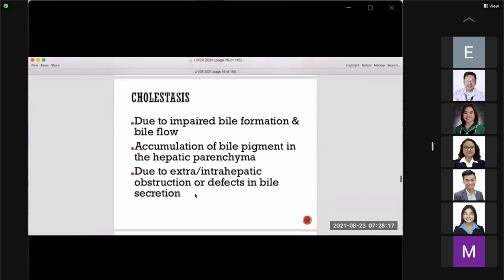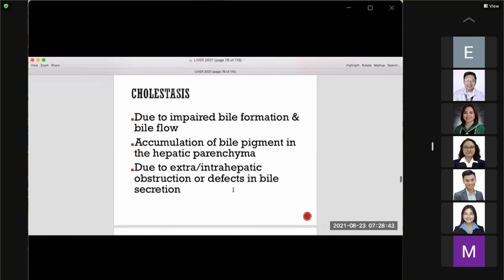Presence of cholestasis is due to impaired bile formation and bile flow. What happens there is that the bile pigment is accumulated in the hepatic parenchyma. So we get to see those greenish substances when we are looking at a biopsy of the liver. This is due to extra or intrahepatic obstruction, or there might be defects in the bile secretions.